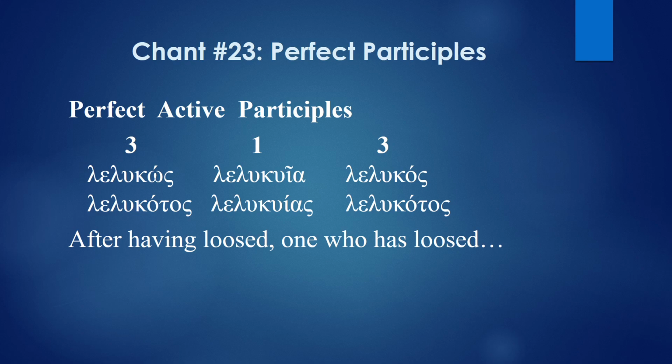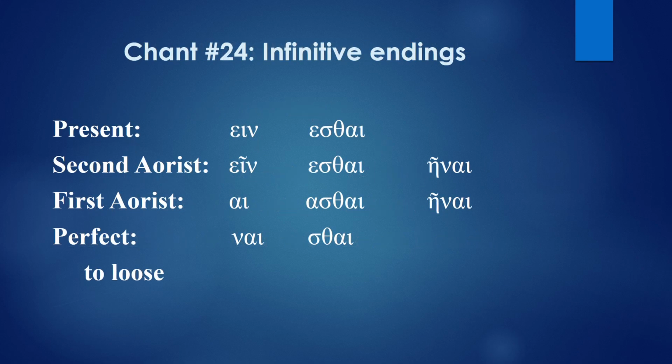The perfect active participle. Chant number 24, the infinitive endings. To loose. The present will present the active and middle passive form. The second aorist will have a active, middle, and then a passive form. First aorist, the same thing. The active, the middle, and then the passive ending.